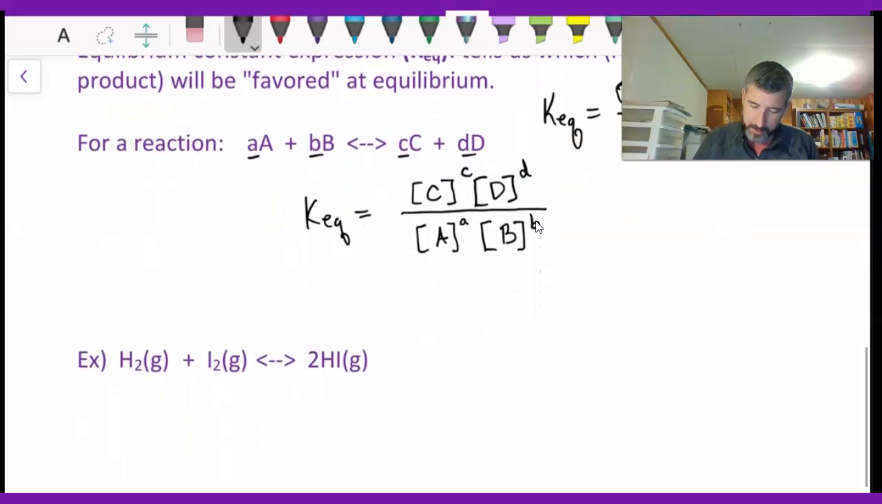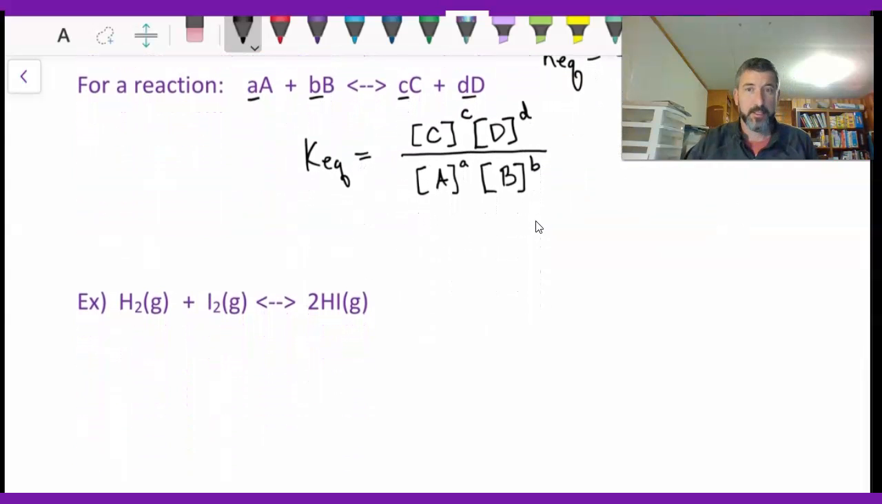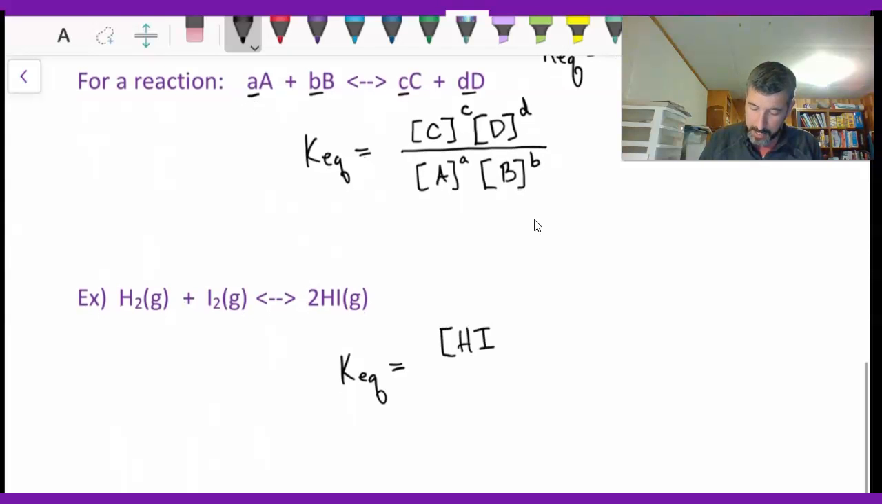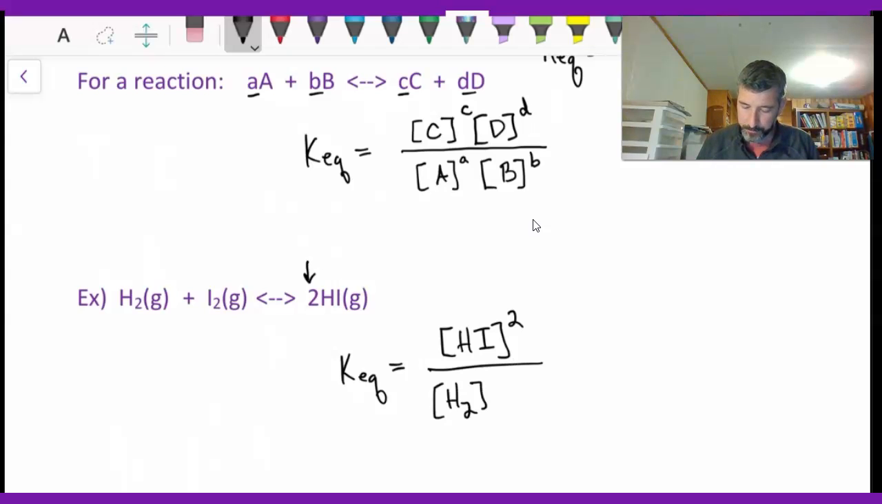So if we take a look at one more, going back to the reaction we just did, what would the KEQ expression look like for this one? Okay, so you should have said that KEQ for this one would be concentration of HI raised to the second power, because its coefficient right there is 2, that's my product, over concentration of H2 times concentration of I2, both to the first power because their coefficient is 1.